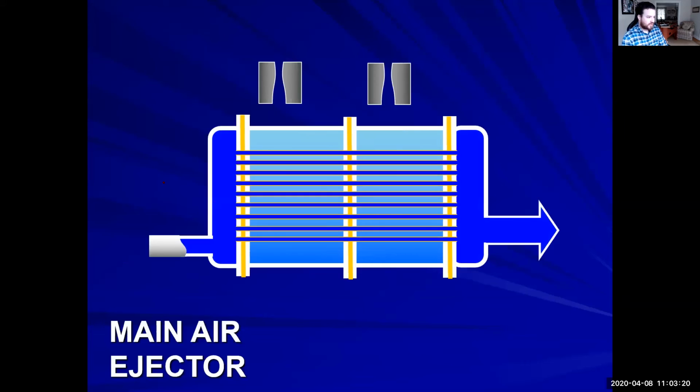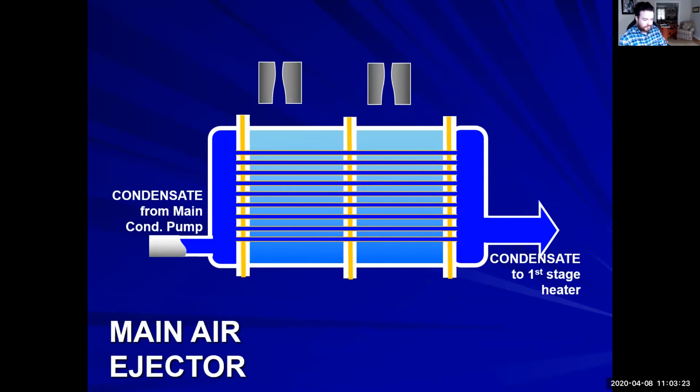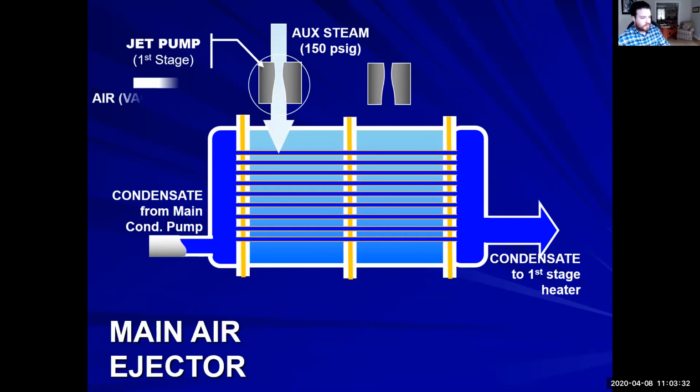So let's look closer into the air ejector. We have that auxiliary steam that's coming through. Remember, this is auxiliary steam that's coming out of the boiler. It's coming out of the superheater. We step down the pressure to 150 psi. This is our vacuum drag line that's coming from the condenser.